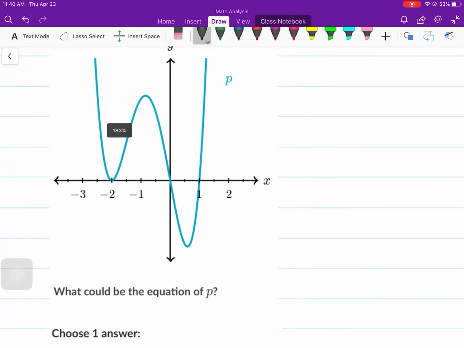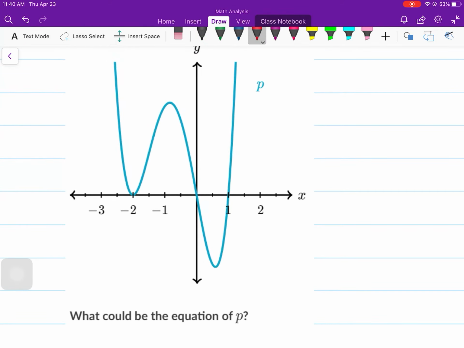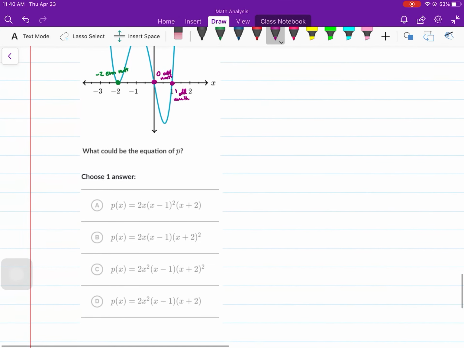Let's just go ahead and take a look at this one real quick as well. Same idea. So we'll look at the zeros. This one right here is negative 2 and has an even multiplicity. How do you know that? Because it just bounces off. And then right here is 0 with an odd. And then right here is 1 with an odd multiplicity. And how do you know those are odd? Because it's going through.